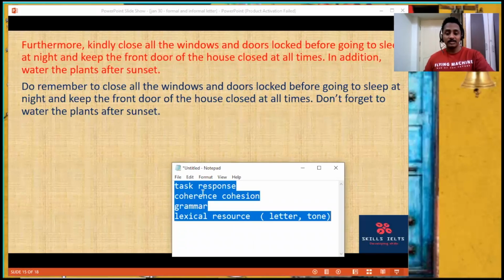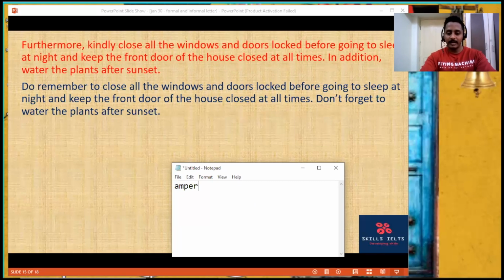No, you cannot use an ampersand. Getting it right, the ampersand you cannot use. You have to use "and" only. Good question.